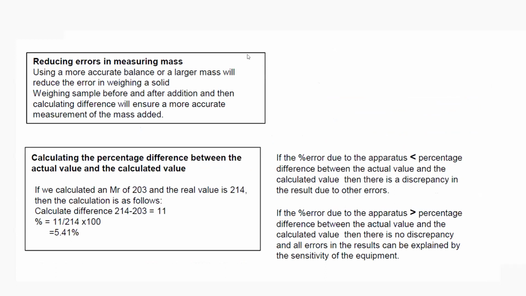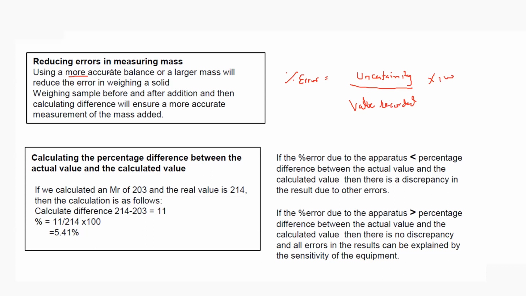Then, reducing error in the measurement of the mass. How can we reduce the error in the measurement of the mass? As we know, the percentage error is equal to uncertainty. It has different names: you can say uncertainty, sensitivity error, or least count, divided by the value recorded, multiplied by 100. So how can the error in the measurement of the mass be reduced?